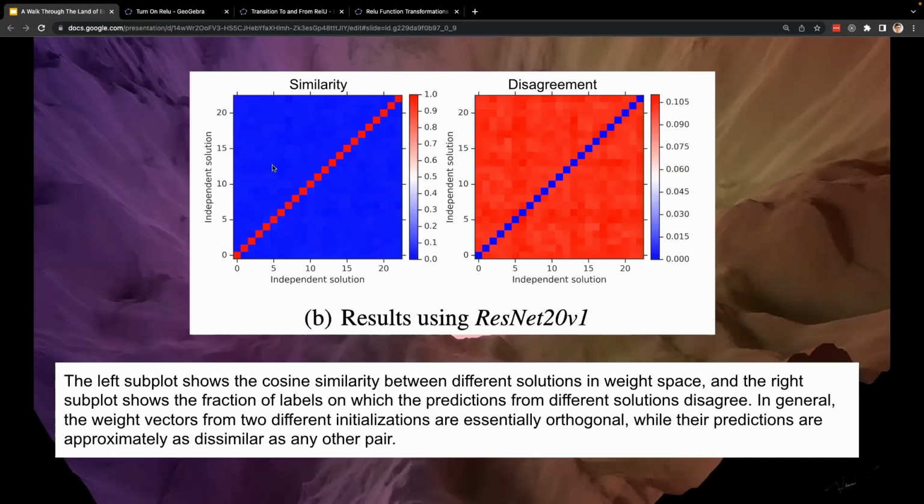So what this one is, is the cosine similarity of the weights. So for example, if we choose independent solution number 10 and compare it to independent solution number 0, the similarity between their weights is 0, right? And that's kind of what we talked about earlier, is that in such high dimensional spaces, essentially everything is orthogonal, right? So this maybe probably isn't too surprising either. It's just saying they are different. And of course, the red stripe down the middle is because they're the exact same as themselves, right?